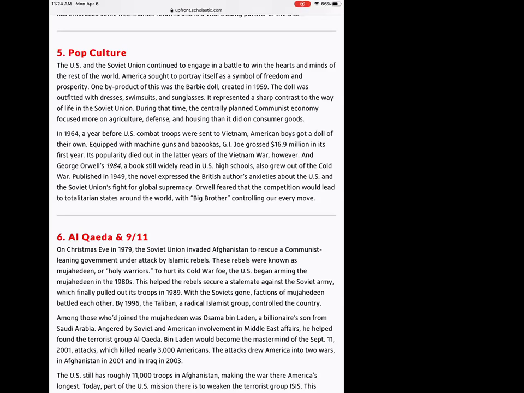George Orwell's 1984, a book still widely read in U.S. high schools, also grew out of the Cold War. Published in 1949, the novel expressed the British author's anxieties about the U.S. and the Soviet Union's fight for global supremacy. Orwell feared that the competition would lead to totalitarian states around the world, with Big Brother controlling our every move.